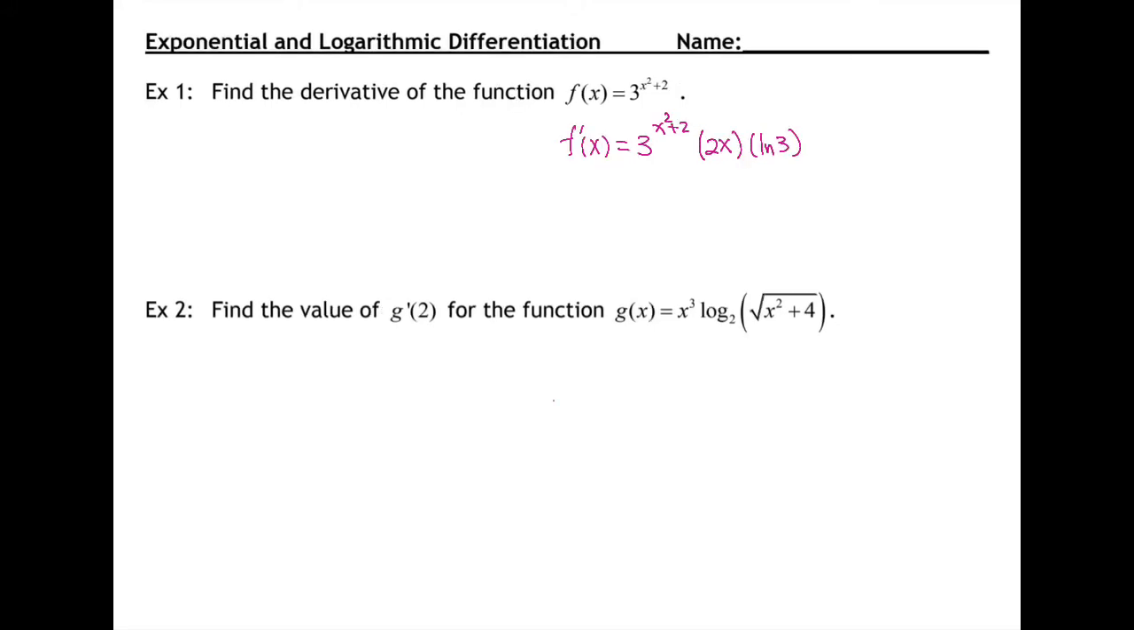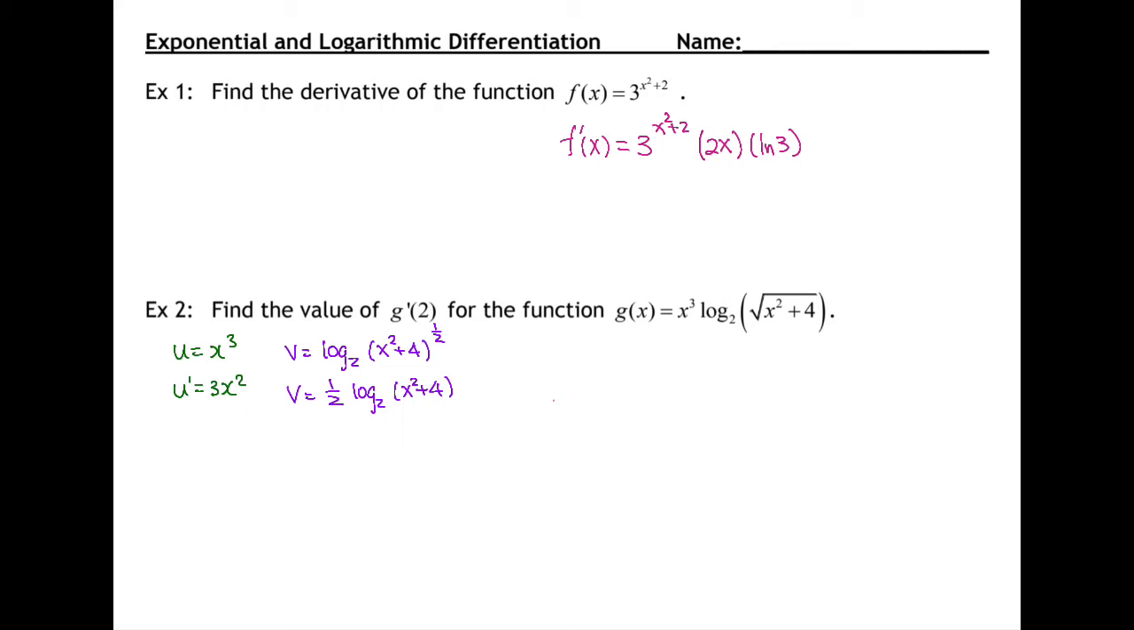For example number 2, we can see the g function is actually a product of two functions, so we're going to use the product rule. Let's define our u and v. Our u will be x to the power 3, so u prime will be 3x squared. And our v will be the log function. When I see a square root, I will bring it up to the exponential form, which means half. And using the properties of log, I can bring the half down in front of the log.